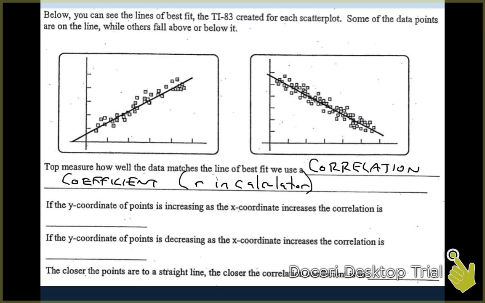Now, there's another thing, just straight correlation. The easiest way to figure it out is if the y coordinates are increasing as the x coordinates go up. So as you go to the right, your graph is getting higher. This is called a positive correlation. If, on the other hand, x is going up and your y is going down, this is called a negative correlation.